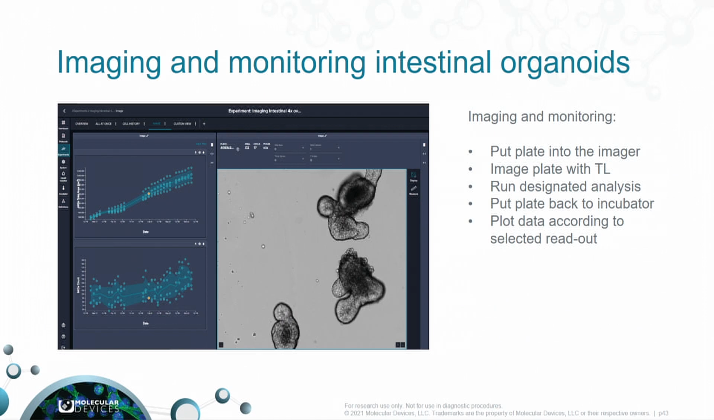And here's an example of some images, sort of on-the-fly images, that can be acquired through monitoring and analysis, and there's a sort of nice readout where you can track the growth and what's going on in your cultures over time, so it's really great for QC purposes.